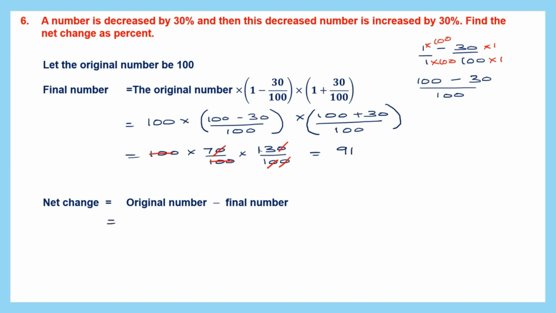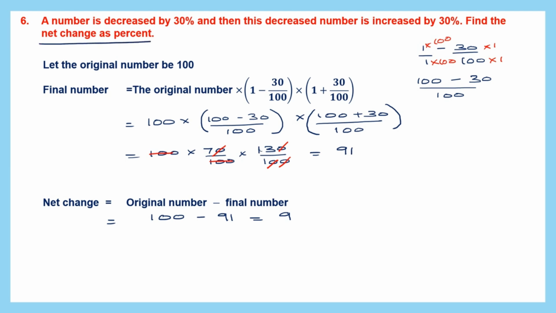And what is the original number? 100. And what is the final number? 91. So when you minus both, you get the net change, which is 9. So 9 is the net change. Now here we've been asked to write the net change as percent.